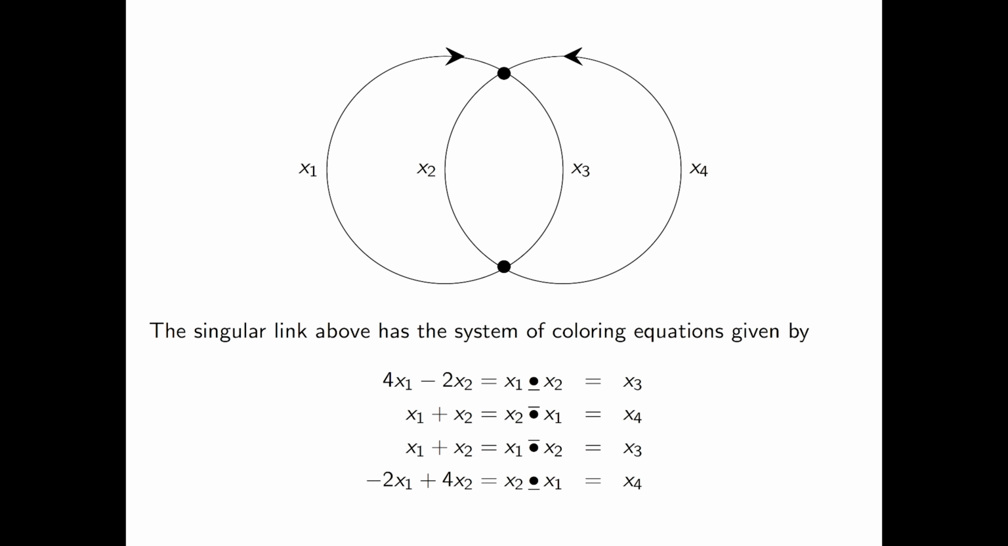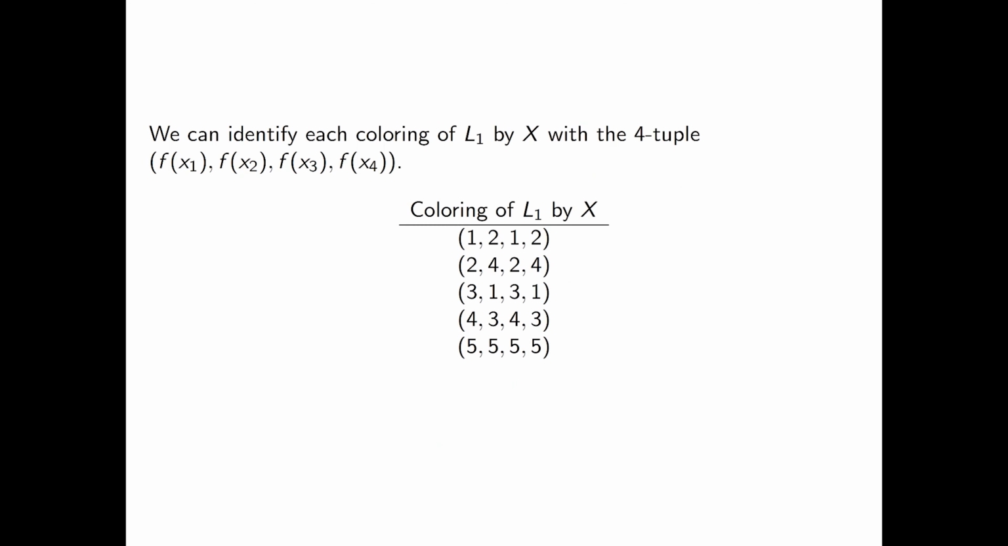So when we do that, we can identify each X coloring in the following way. It's going to be a 4-tuple where each x1, x2, x3, x4 gets mapped to specific elements in our target Psyquandle. Here we list out the colorings of our singular link, and we have 5 of them.